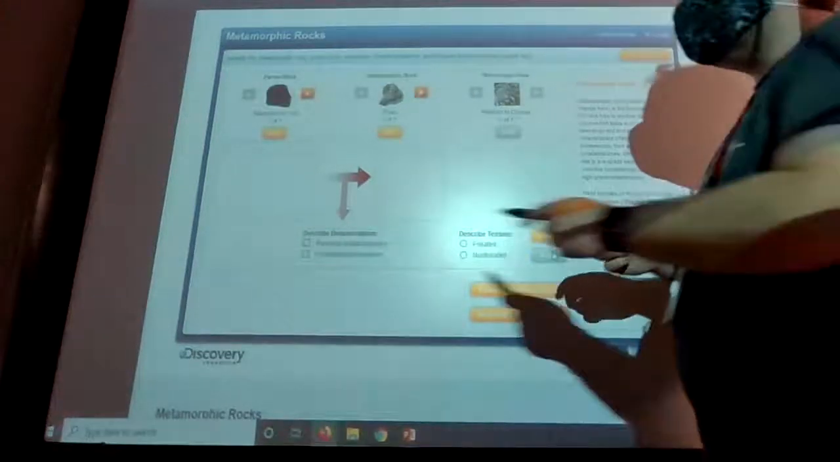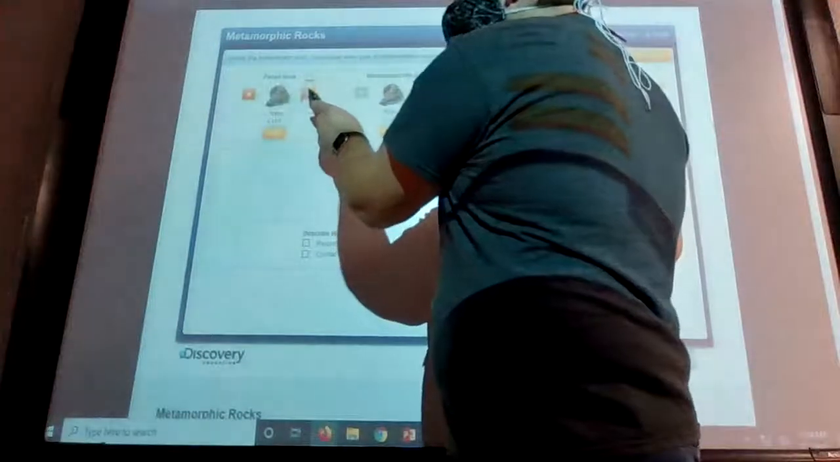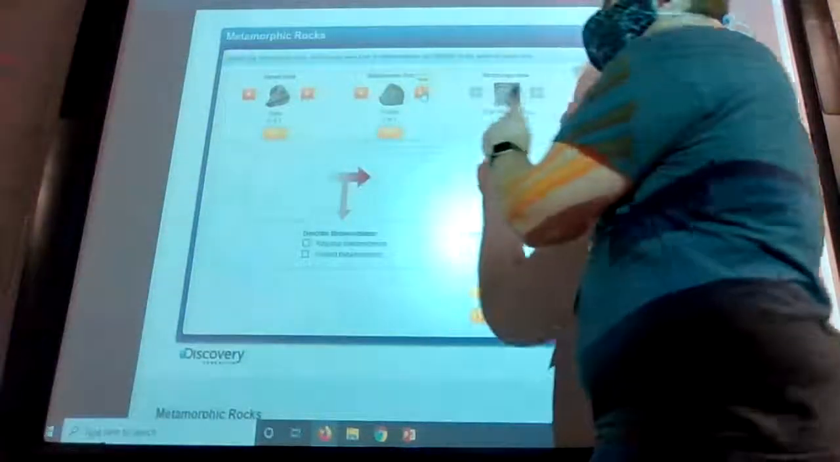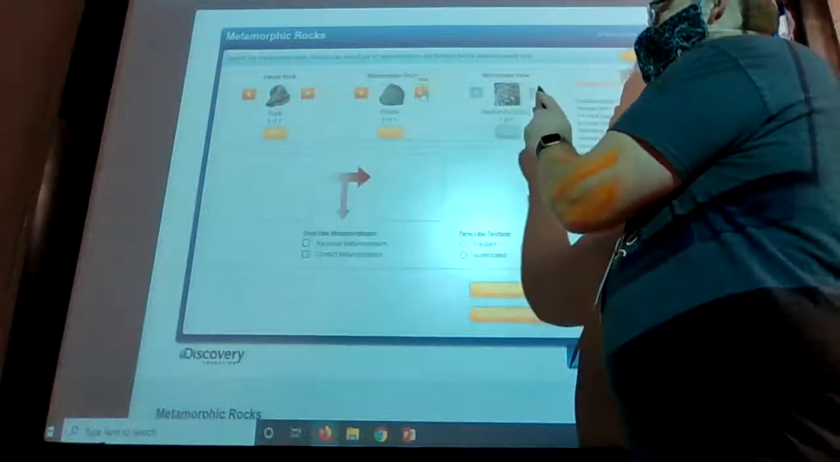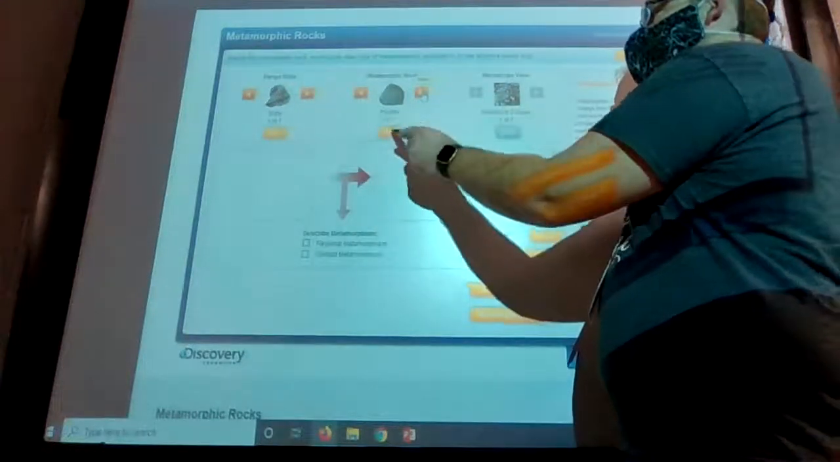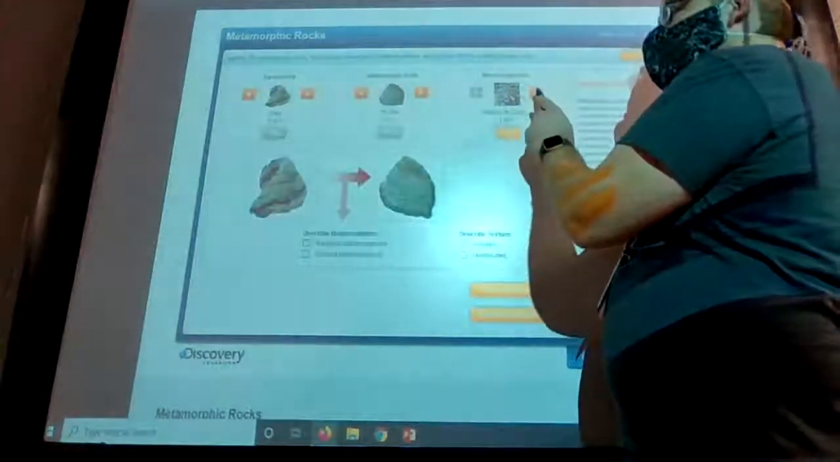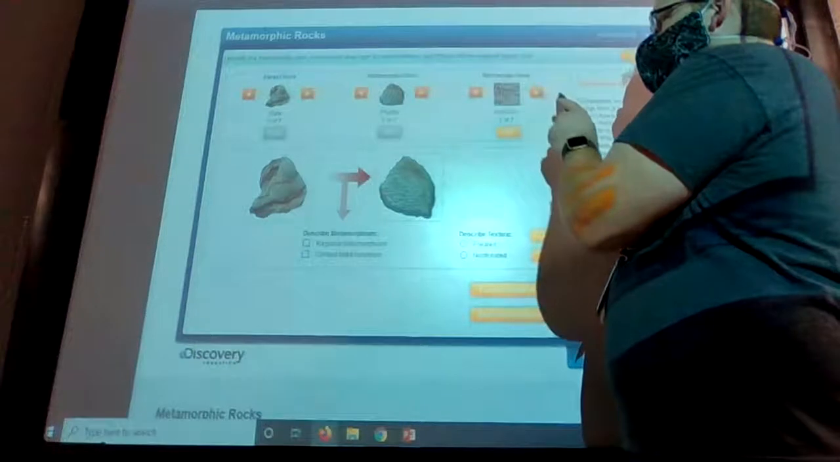Okay, then reset. Now what? Slate. Slate is going to turn into phyllite. This is going to be kind of like a shiny looking one. So let's see.